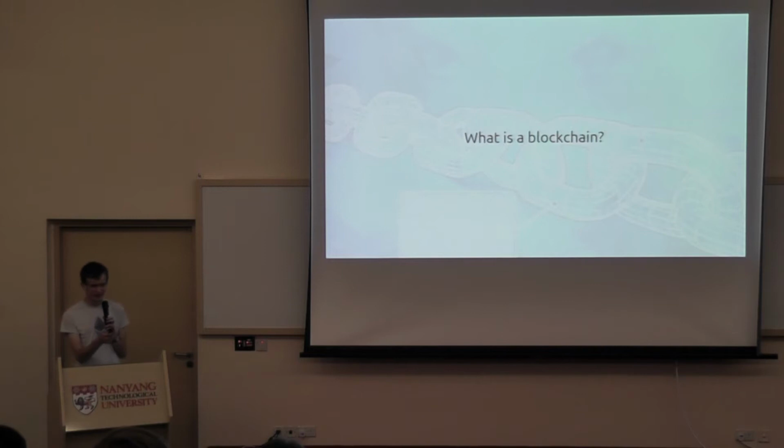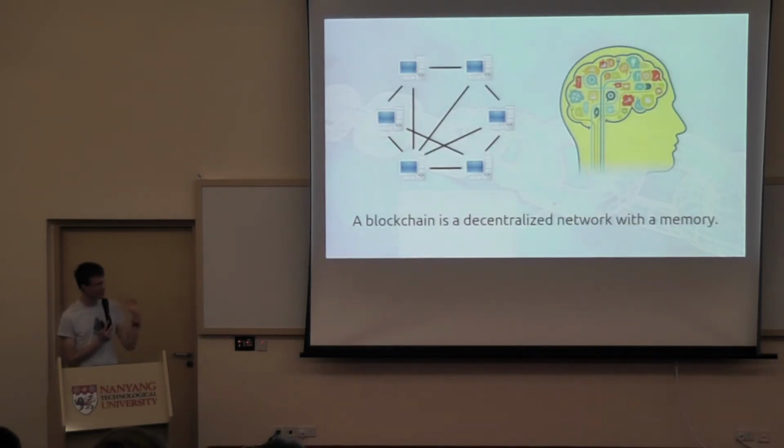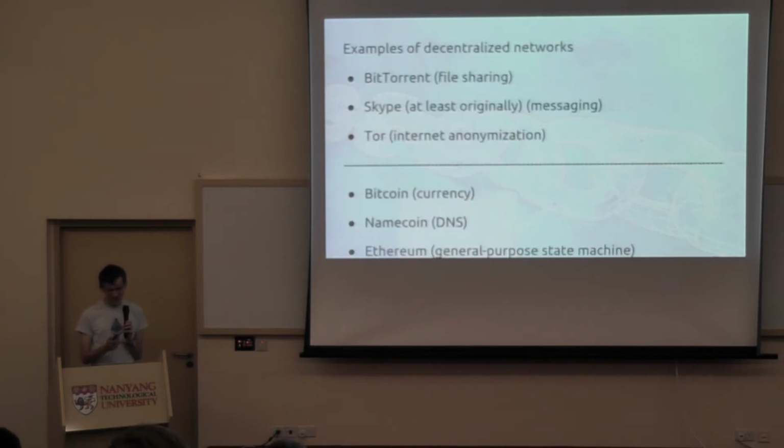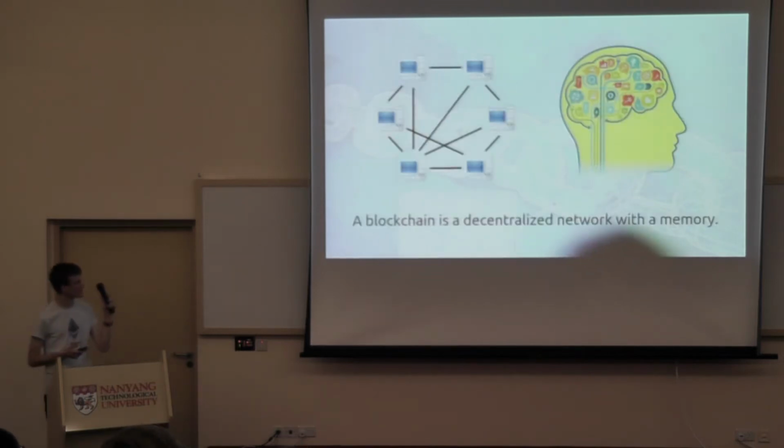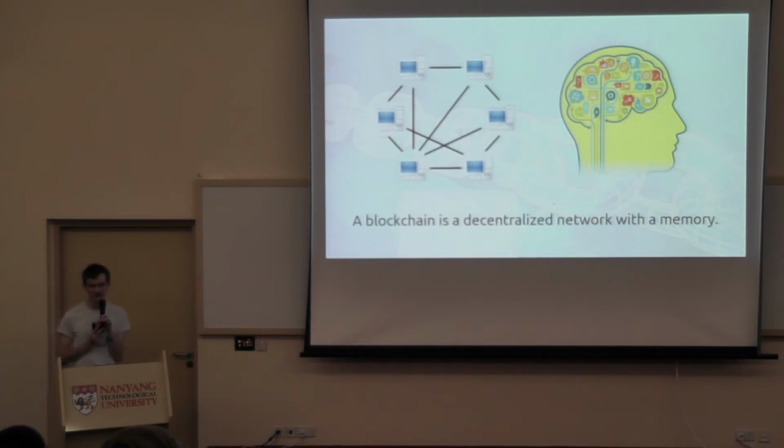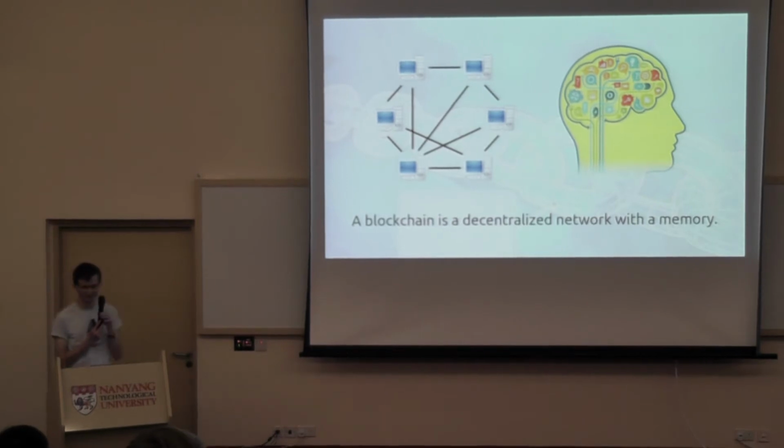But I'll give a more functional definition, and this is a definition that does not say anything about what a blockchain looks like, how it is designed, or what algorithms it uses for security. This definition just says what a blockchain does, and it's a simple one-sentence definition. A blockchain is a decentralized network with a memory. Everyone got that so far? So there's two parts to that definition. You might notice there's decentralized network on the left, as represented by a bunch of computers that link into each other, and memory on the right, as represented by a brain.